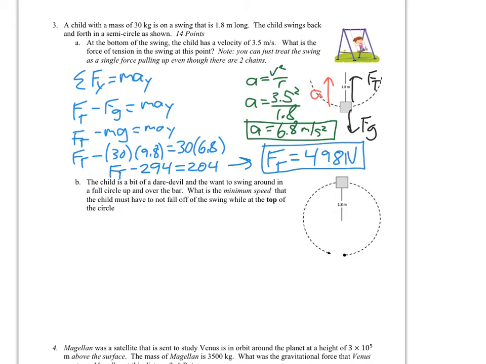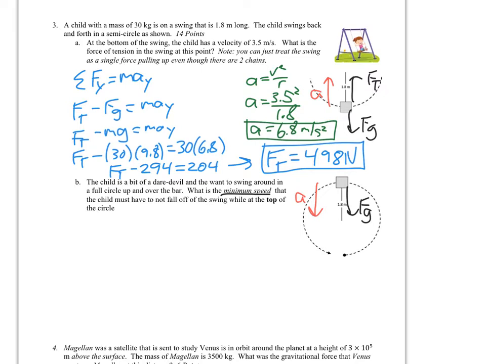Second part of the question asks what happens if the child goes up and over. We want to know what is the minimum speed the child must have to not fall off at the top. Okay, so when we're at the top, we of course have the force of gravity going down. If we're in that case though, when we're at that minimum speed, and we're accelerating down, there actually is no tension force. We're going as slow as possible.